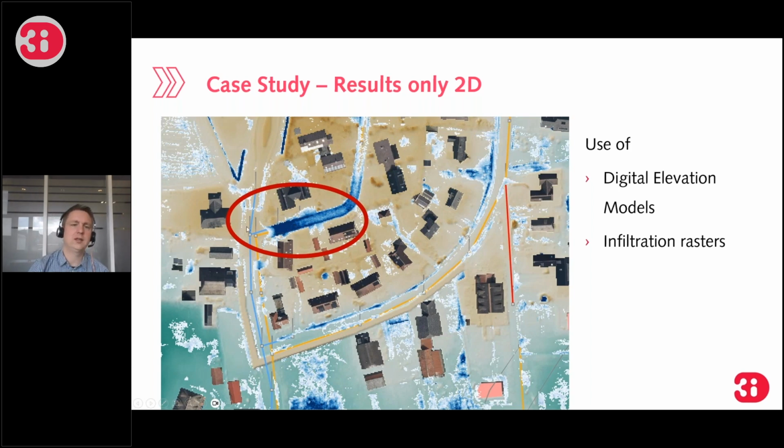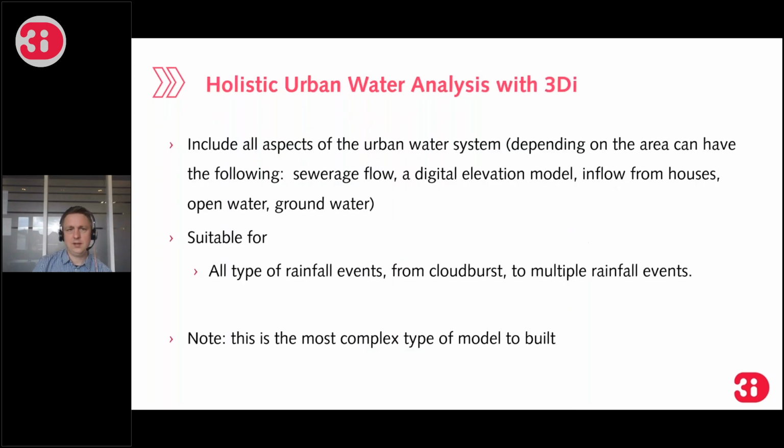And of course, you can use infiltration rasters and say, okay, I want to use an infiltration raster here, and then try to mimic behavior of the sewage system, but it's very hard to do that in a proper way. And if we come back to this picture, we are looking at the holistic urban water analysis. What we mean by that is that we are going to include all the aspects of the urban water system.